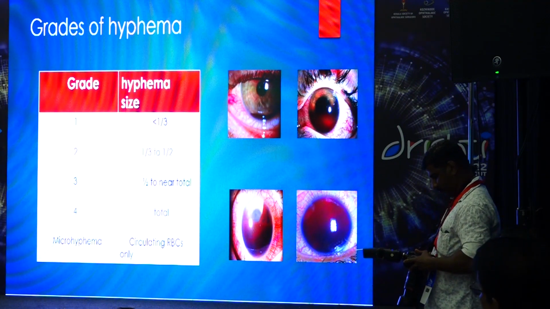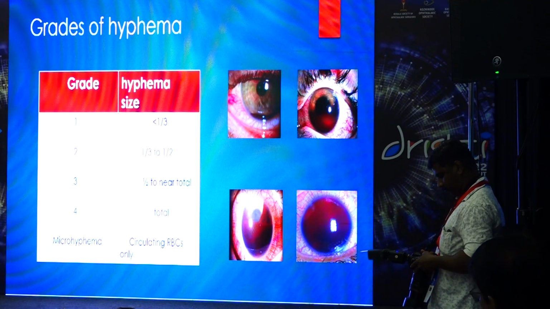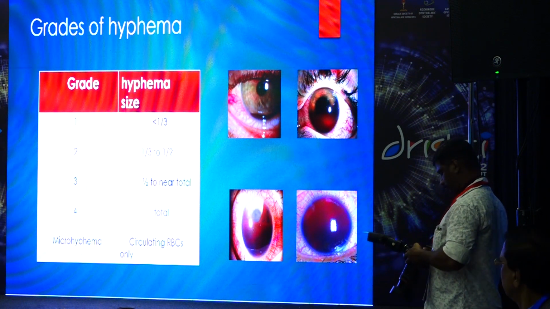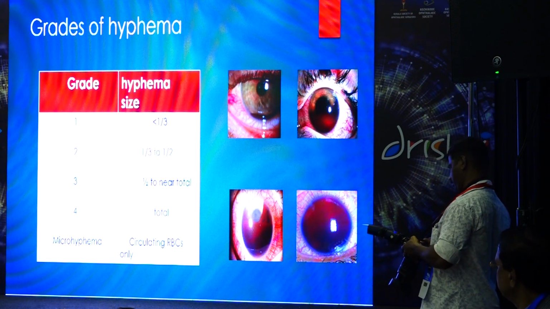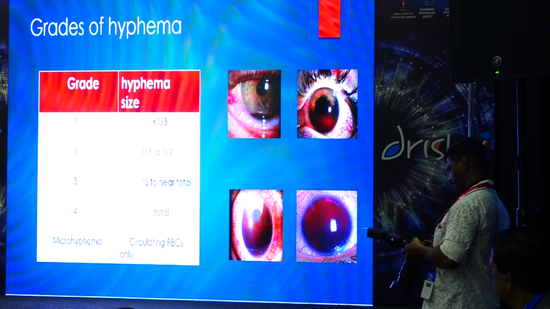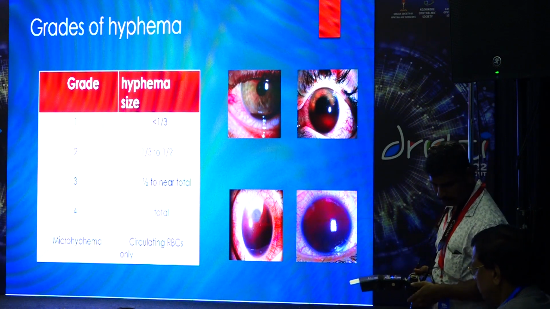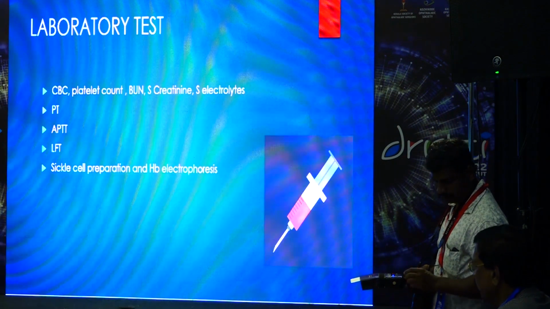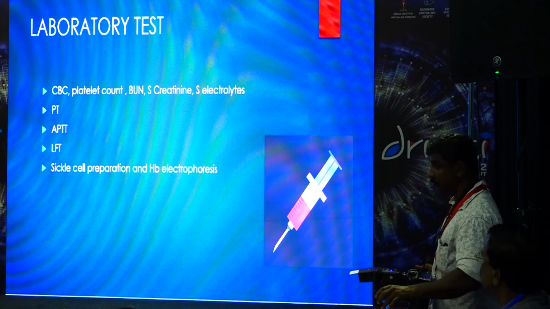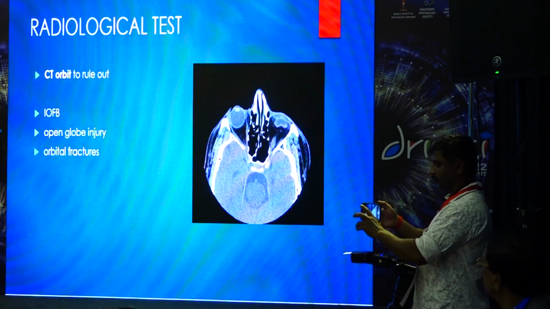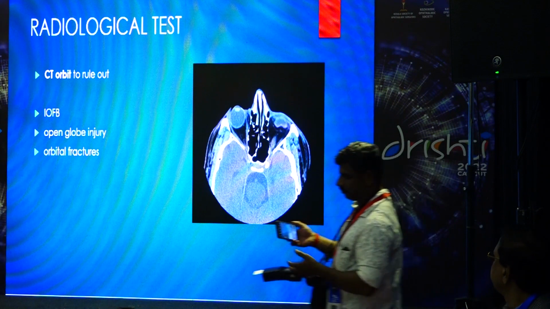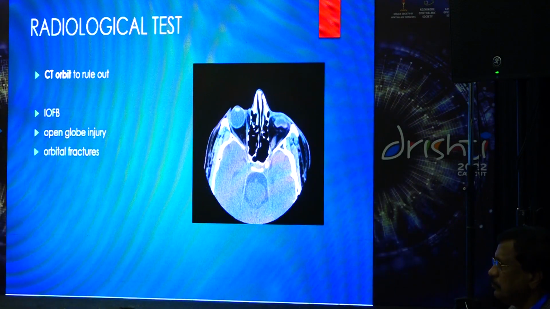Grade 1, when the blood is less than 1/3 of the anterior chamber. Grade 2, blood occupying 1/3 to half of the anterior chamber. Grade 3, half to near total, and grade 4 is total. Then you have the microhyphema, in which there is no layering of blood but circulating RBCs are seen. Various blood tests may be done to rule out any bleeding disorders, and CT of the orbit may be done to rule out intraocular foreign body, open globe injury and orbital fractures when suspected.